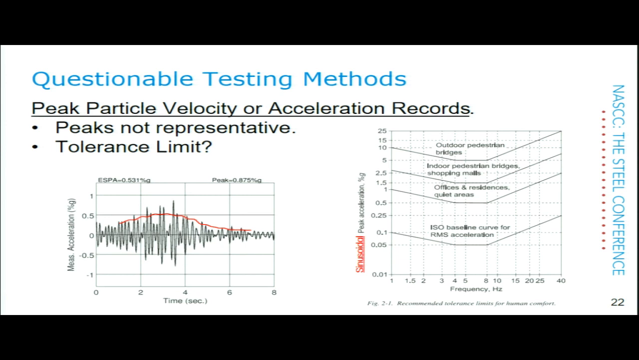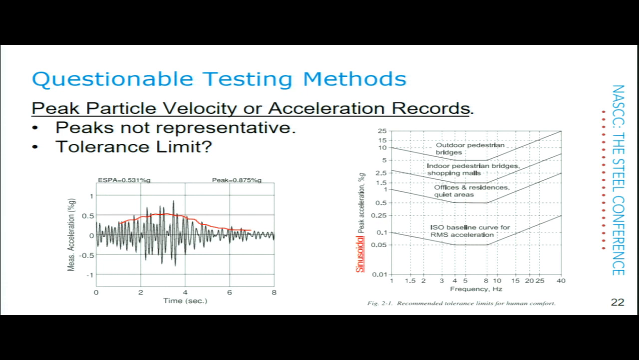And this is fairly common. This is with a filtered record. If it was unfiltered, that could have been way higher than that. Now, that peak is just not representative. The perception of the people on the floor is not going to be super affected by that. They're going to be affected more by the more persistent vibration, and that's represented by the ESPA. So we really want to be looking at the ESPA.